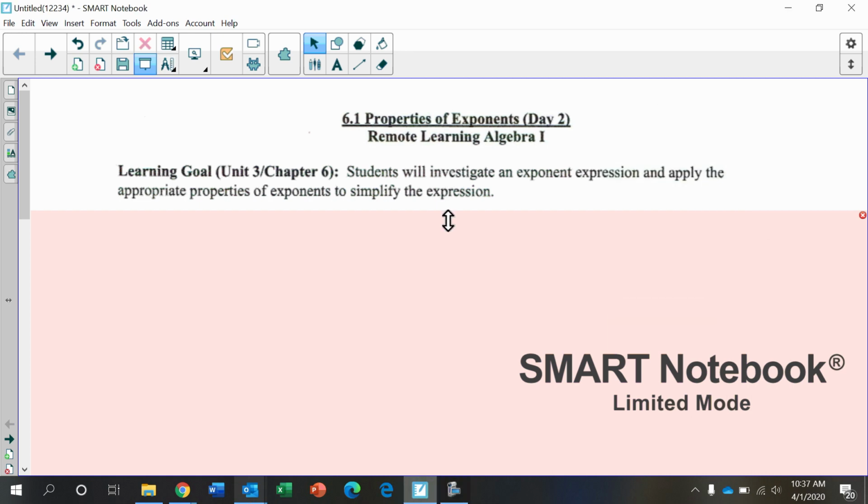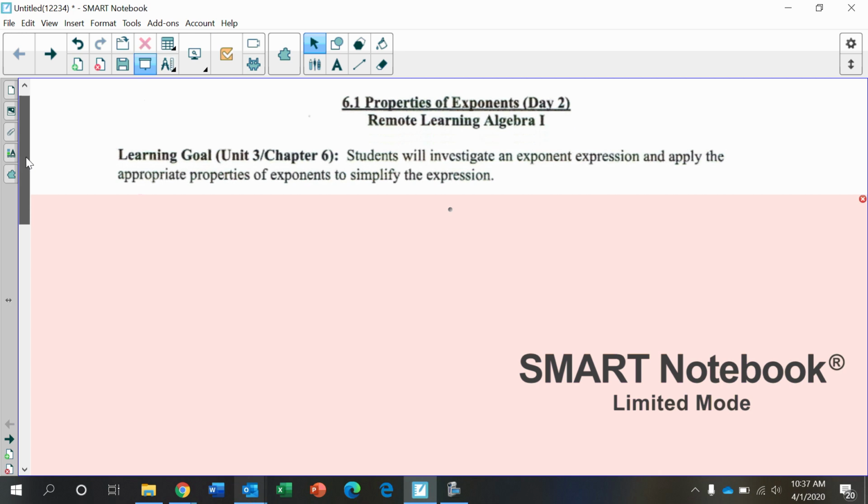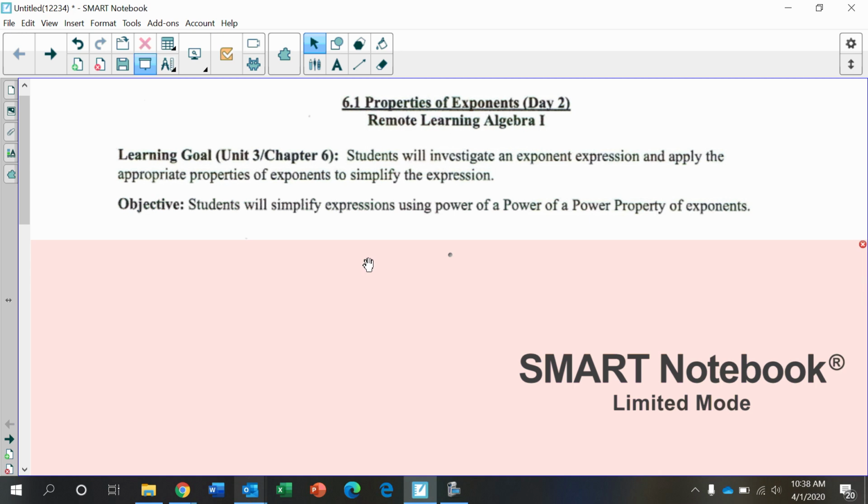Okay, so what we're doing today is we're going to do two more properties on exponents. Yesterday you did, if you were multiplying exponents, you're really adding them. If you're dividing exponents, you're really subtracting. And if you have parentheses, today we're doing parentheses and the zero product one.